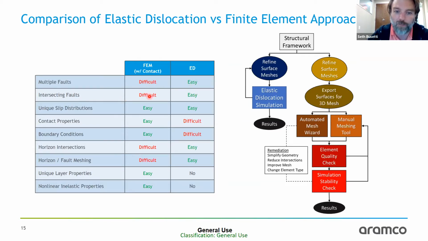Intersecting faults. So for finite element, it's actually very difficult also, a lot of meshing issues. For the ED, it's very easy. Unique slip distributions can be input on either type of the model pretty simply. Contact properties, again, you see differences. ED doesn't actually handle a lot of that, but the intersections and meshing is very easy in that approach. Finite element allows you to do layer properties, inelastic properties, etc. So you can decide what you would want to do based on how complicated it is.